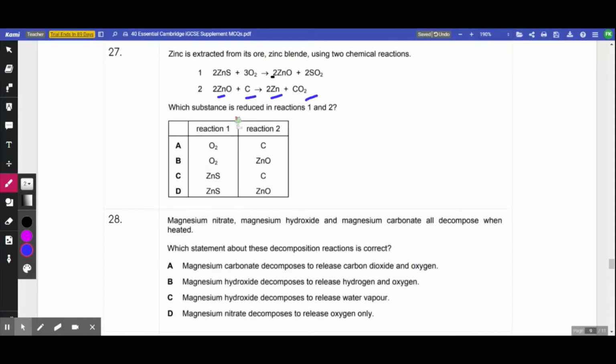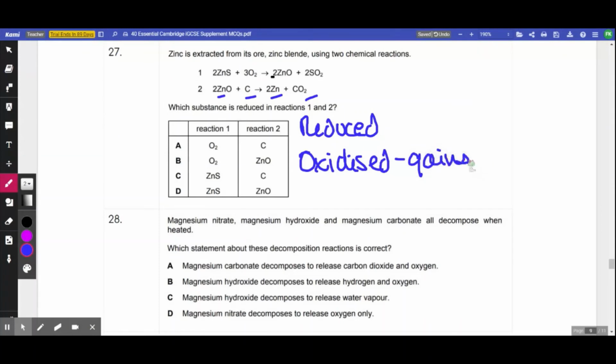Which substance is reduced? You've got to make sure that we get these definitions correct. The question isn't asking about oxidized, but we can say that. I would start off with oxidized because, for this definition, it's a gain of oxygen, and reduction is the opposite, so it's a loss of oxygen. So the question then becomes, what's lost oxygen?